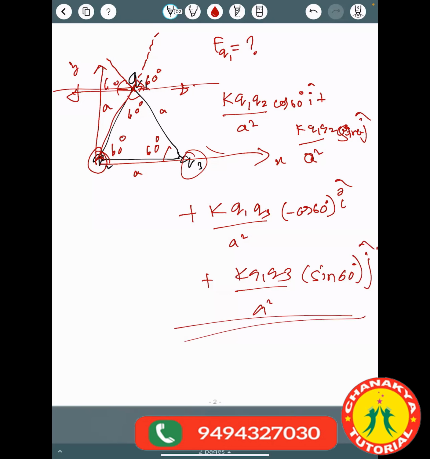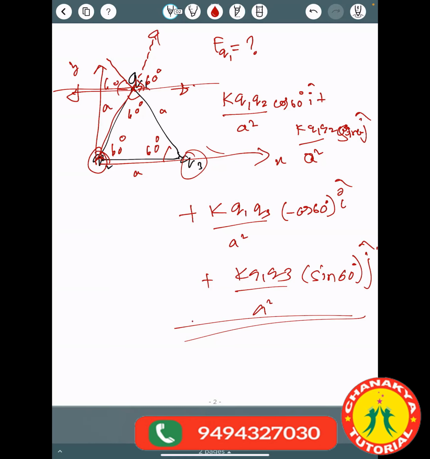Any issue? Any doubt here? No, sir. Simple, right? Simply I am writing the force and taking its components along x and y axis and just summing up. So this is a vector form of net force on Q1.